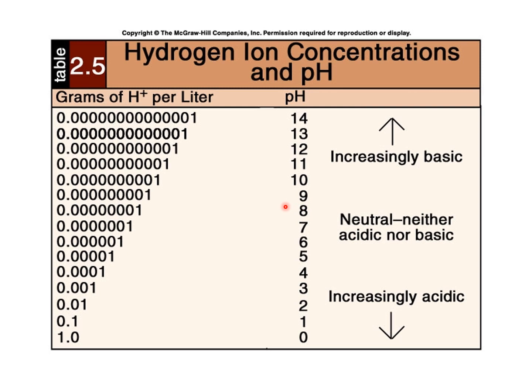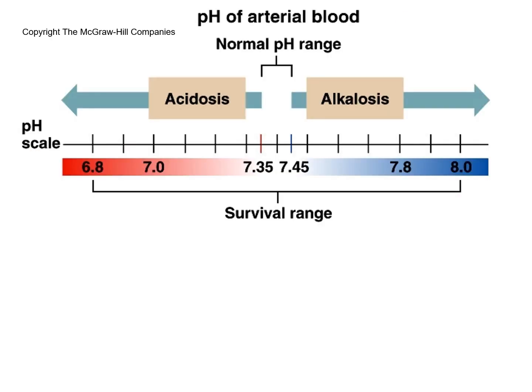When we move from 7 towards a pH of 1 or 0, the concentration of hydrogen ions would also increase, while when we move from a pH of 7 to a pH of 14, the solution would have an increasing basicity, and it will also correspond to a decrease in the hydrogen ion concentration. This diagram shows the pH of our arterial blood.